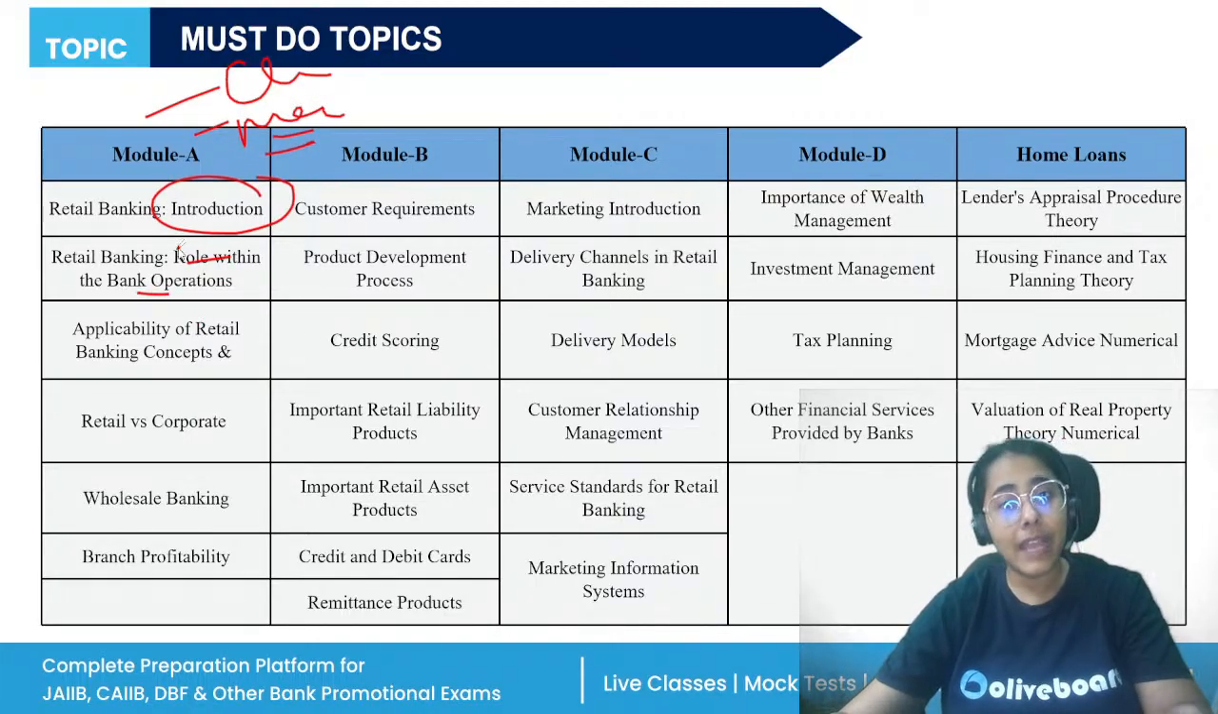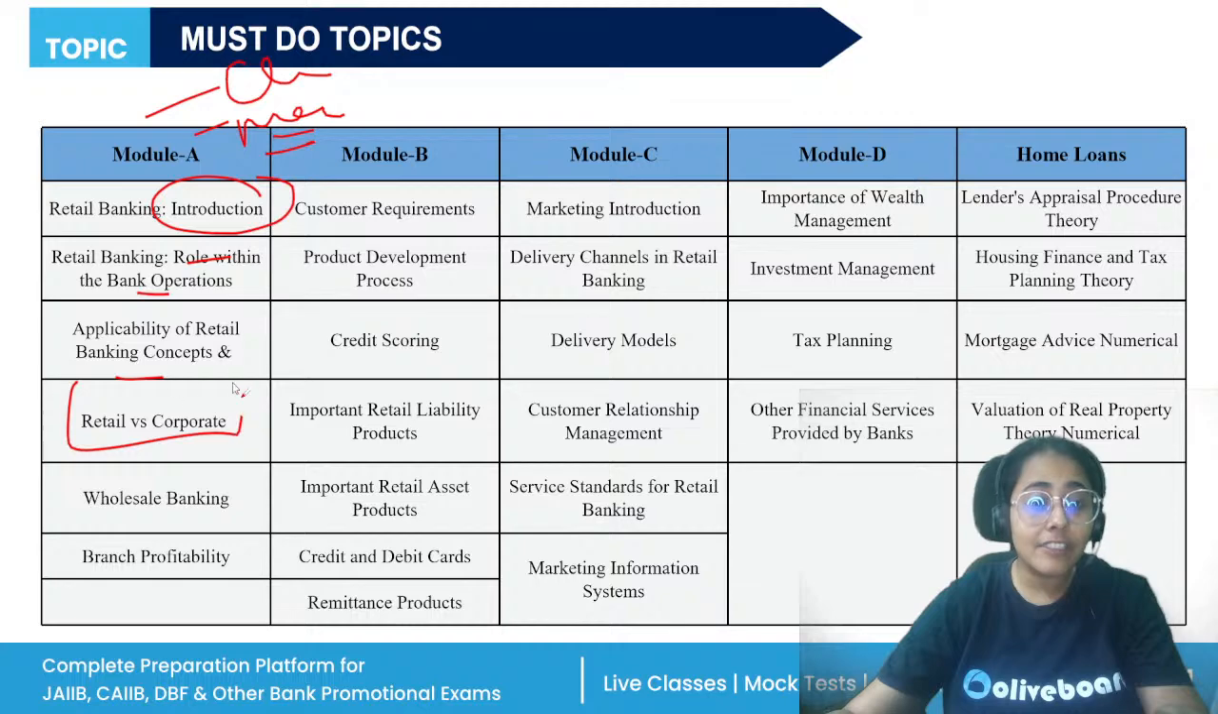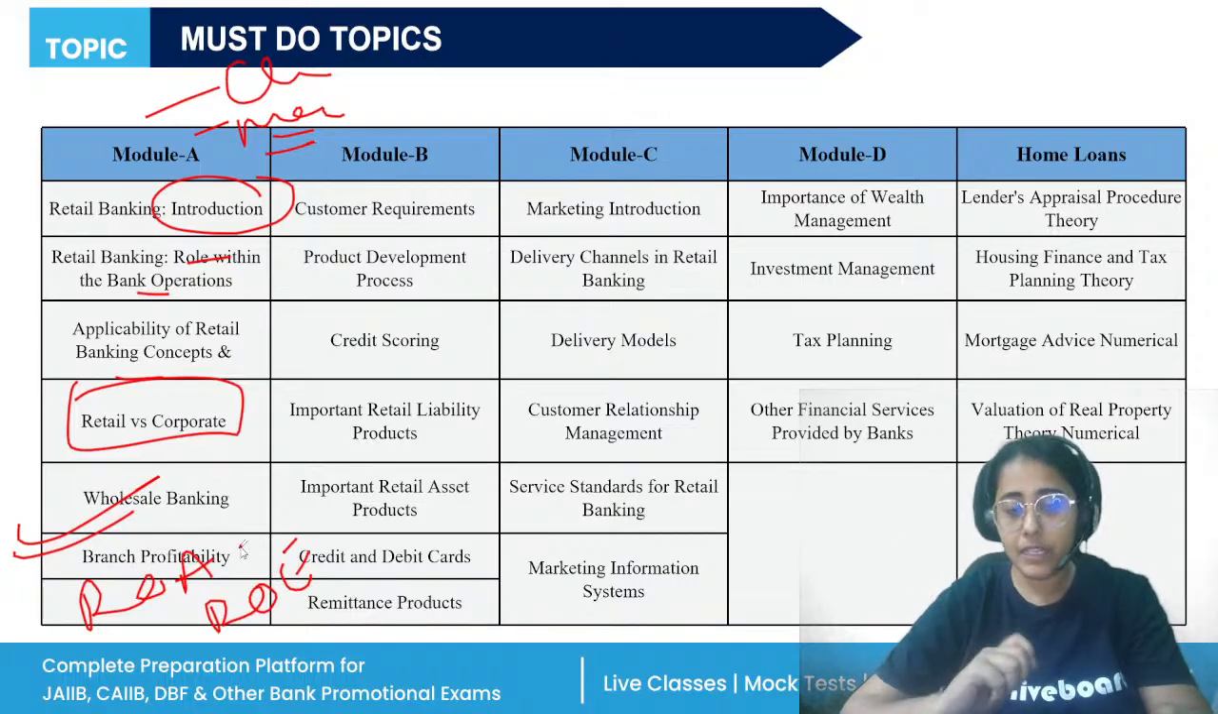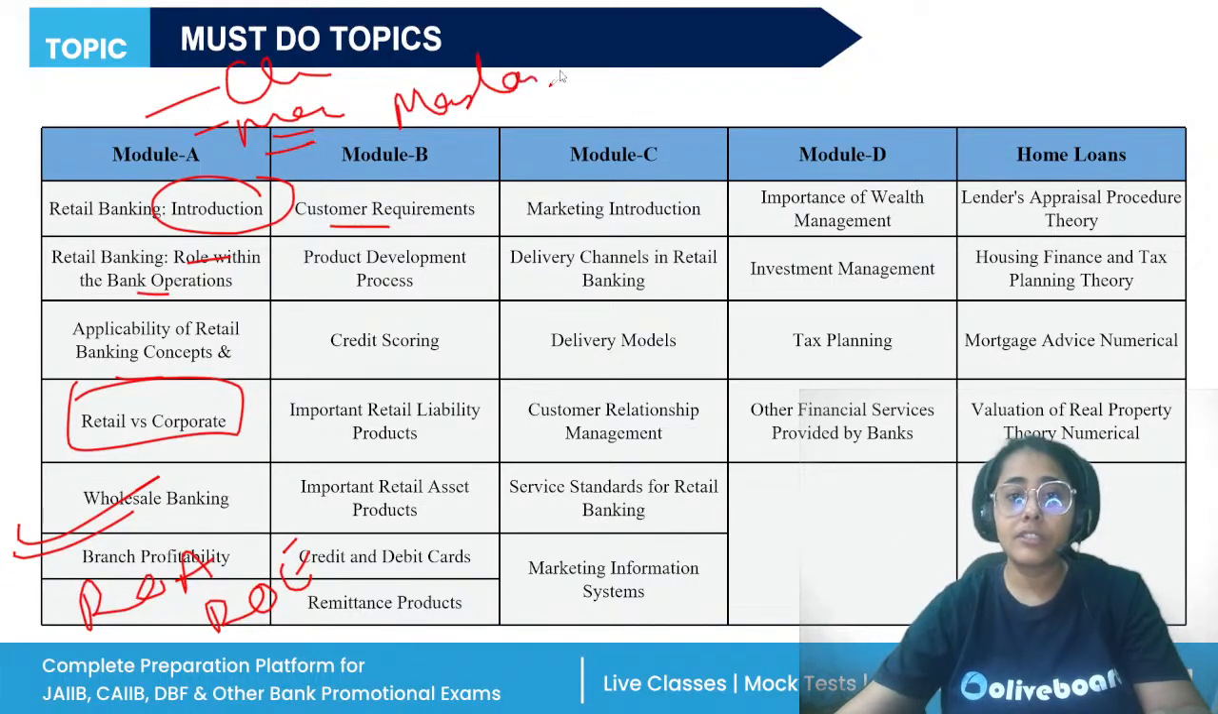You'll be studying about the SBU approach, departmental approach, the horizontal and vertical models, retail versus corporate banking, branch profitability, ROA and ROE, which are numerical. Then Module B: customer requirements, Maslow's hierarchy, product development process, the stages of growth, maturity, decline, credit scoring, what is a good credit score, what would lead to a positive score, what would lead to a negative score.